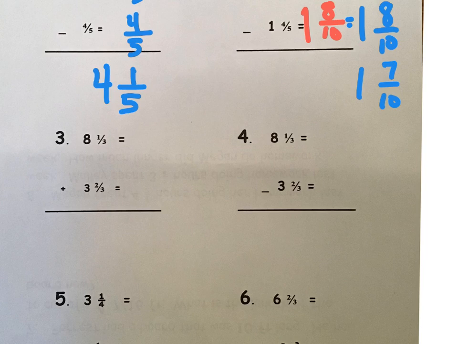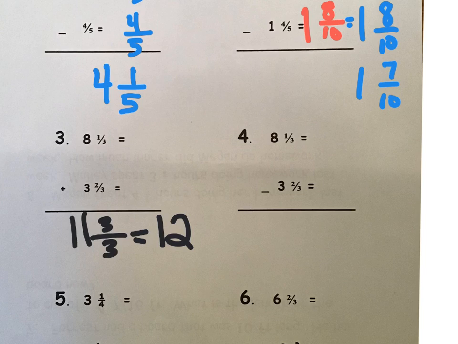In the next problem, we will notice that they have the same denominator already. And because this is addition, we can start by simply adding the fractions. 1/3 plus 2/3 is 3/3. 8 plus 3 is 11. Now, 11 and 3/3 should be written as 12 because 3/3 is 1 whole plus the 11 makes it 12.